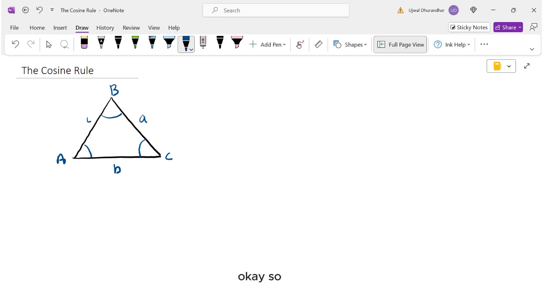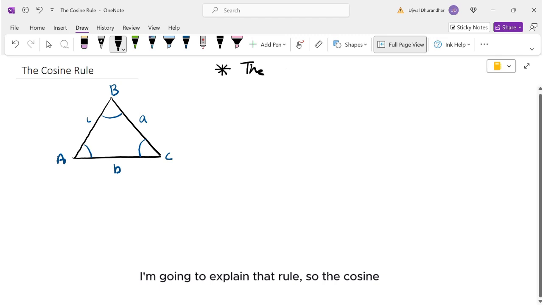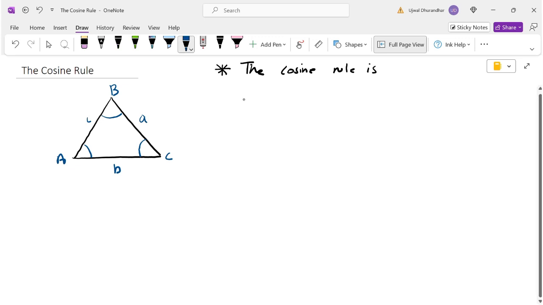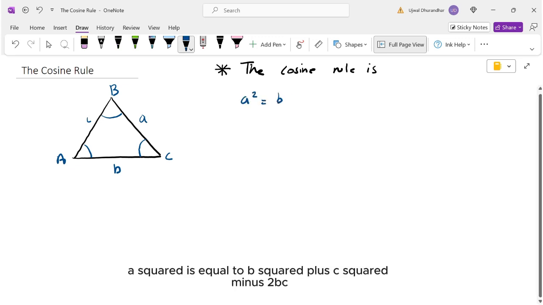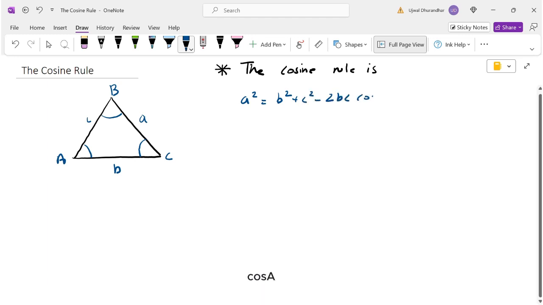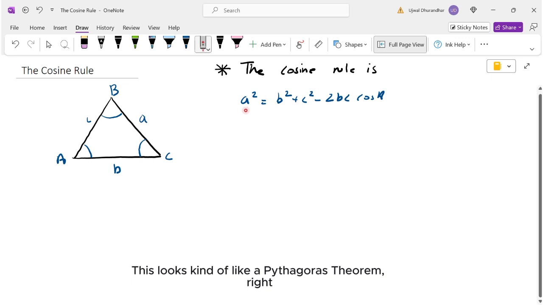Okay, so one thing that you need to remember is your cosine rule, how you're going to write it. So I'm just going to show you the cosine rule and explain that rule. So the cosine rule is a square is equal to b square plus c square minus 2bc cos A. This looks kind of like the Pythagoras theorem, right?